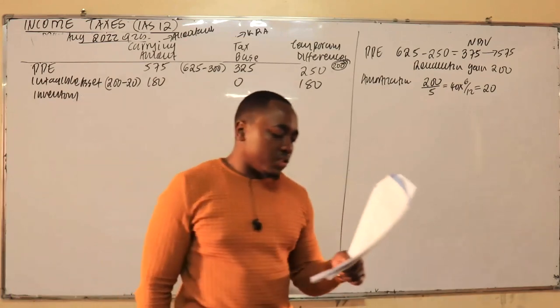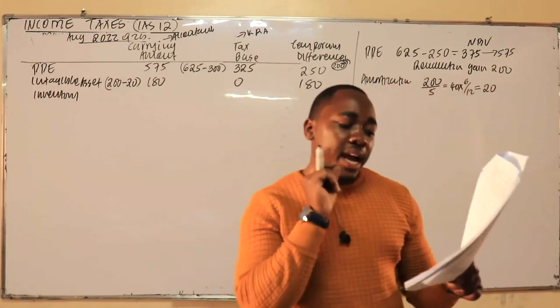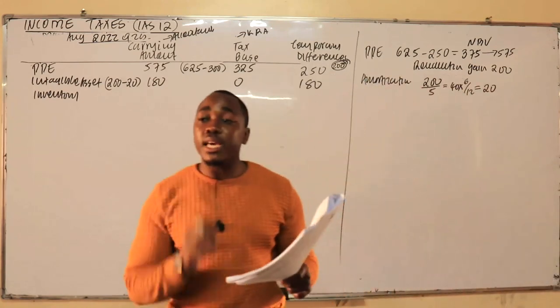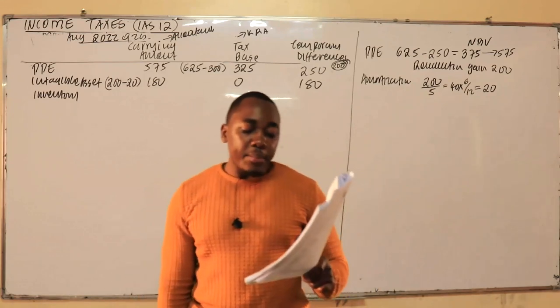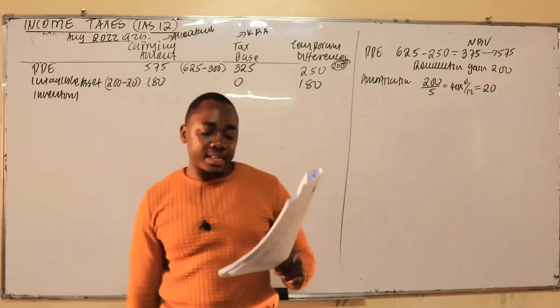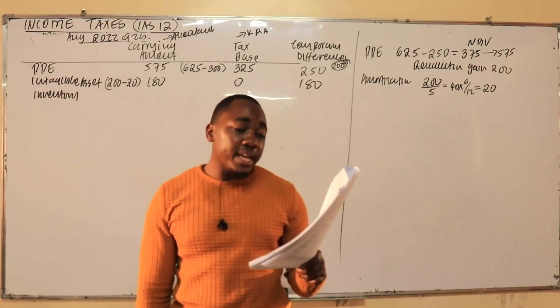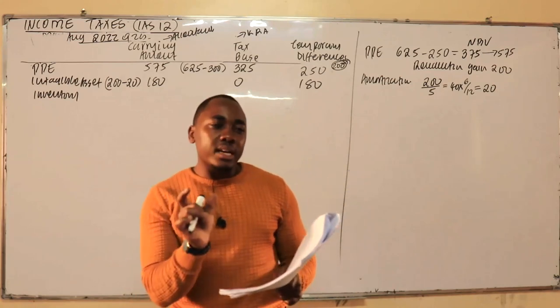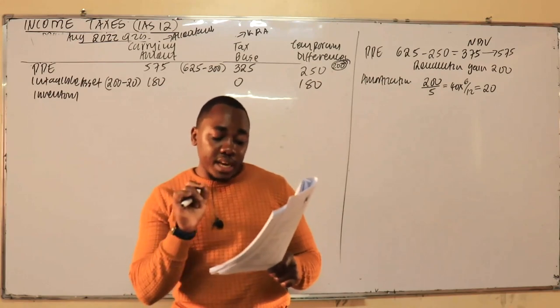Now let's read number three. During the year to 30th of April 2022, T Limited transferred goods worth 1,500 million to one of its subsidiaries. That's what you call intergroup sales. T Limited made a gross profit margin of 20% on its sale. One third of the goods remained unsold. Now, that which remained unsold is what you call the closing stock by the subsidiary on the reporting day.